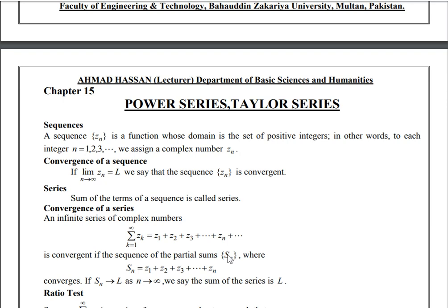Series: the sum of the terms of a sequence is called a series. Next is the convergence of a series. What does it mean? We consider here a sequence of infinite terms. Let an infinite series of complex numbers be z1, z2, z3, and so on. We say this series converges, that means the sum of this series is a finite number. How can we say that the series converges?